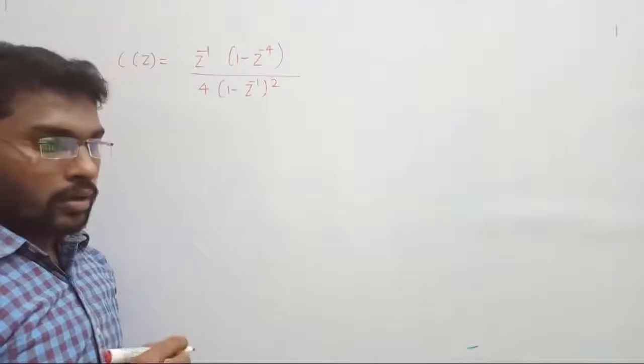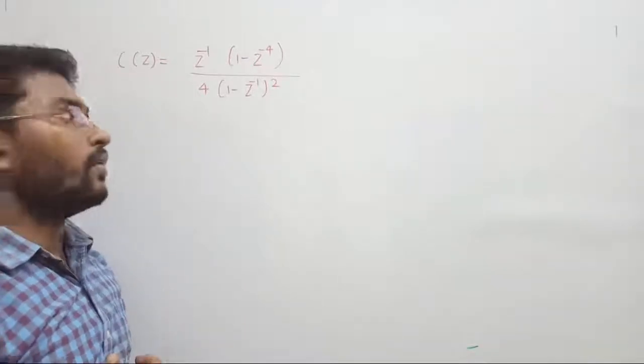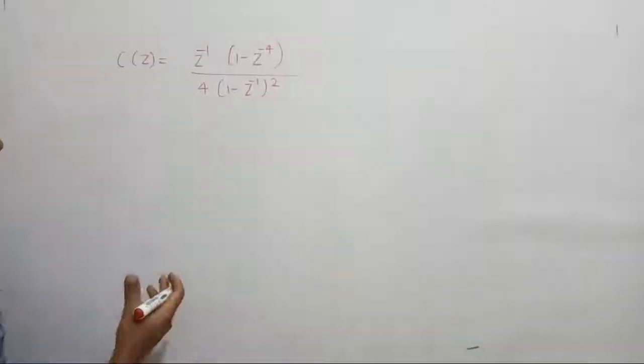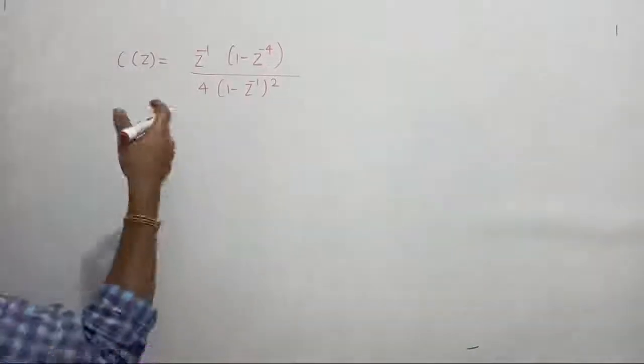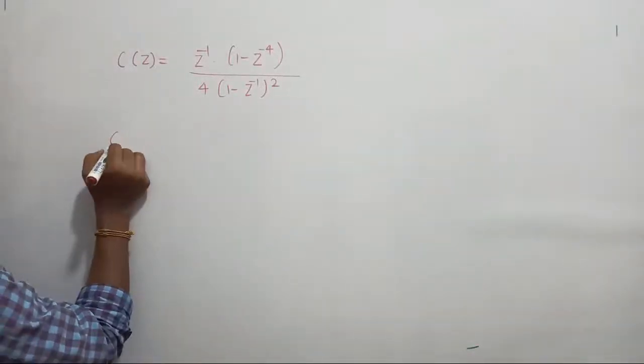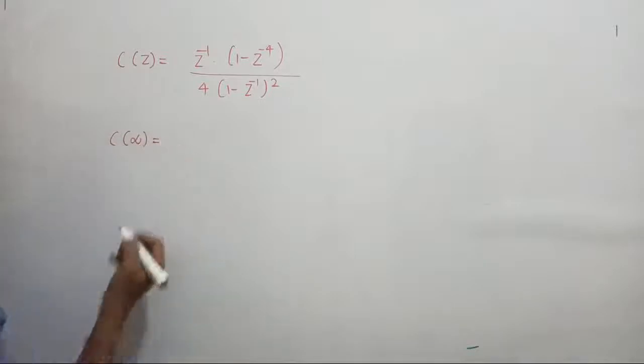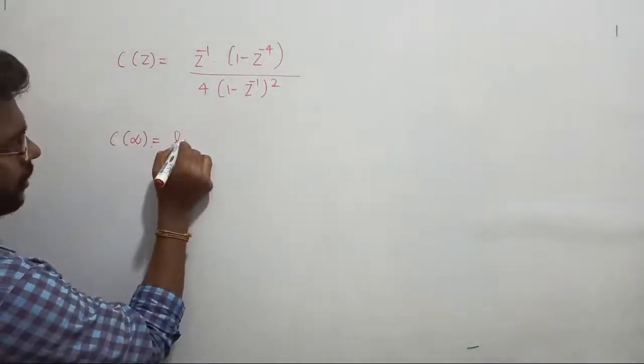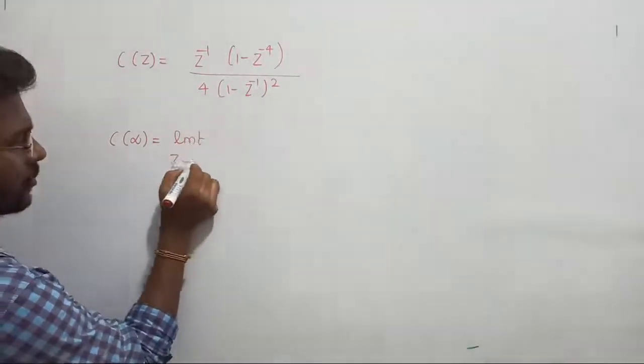Do you remember? Whenever we are looking for the final value, before applying the final value theorem, you should try to cancel. Wait, first let me apply the final value formula. Anyway, we are requested to find out the value of c of infinity. For that, the formula is what? Limit z is going to approach 1.